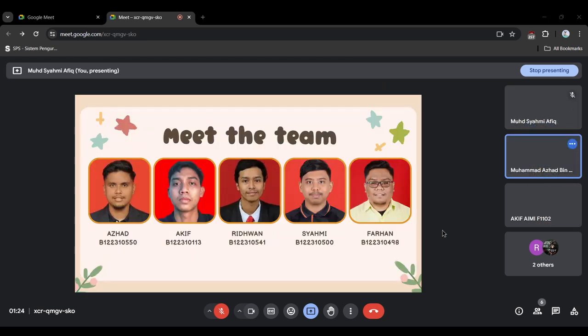Okay, this is my team. The first picture is me, Muhammad Azhad. Second picture is Akif. Third, Ridwan. Fourth, Syahmi. And fifth, Farhan.